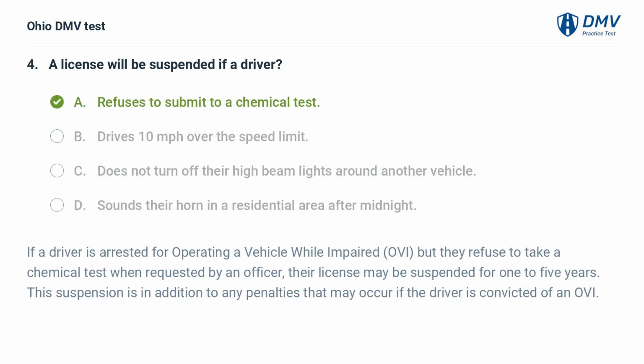A. Refuses to submit to a chemical test. If a driver is arrested for operating a vehicle while impaired (OV), but they refuse to take a chemical test when requested by an officer, their license may be suspended for 1 to 5 years. This suspension is in addition to any penalties that may occur if the driver is convicted of an OV.